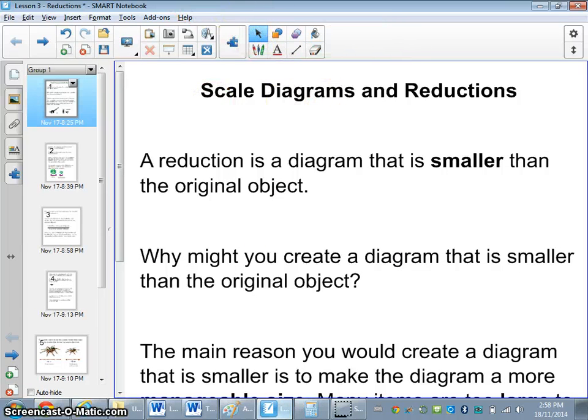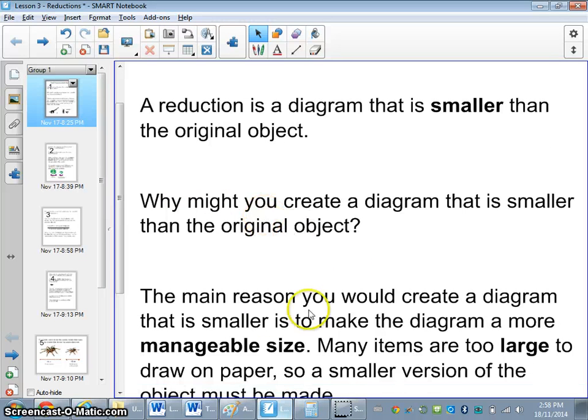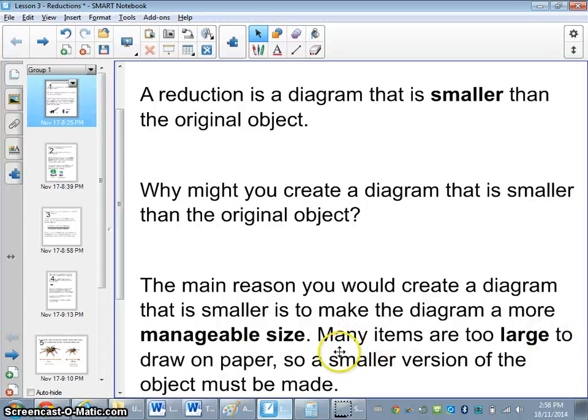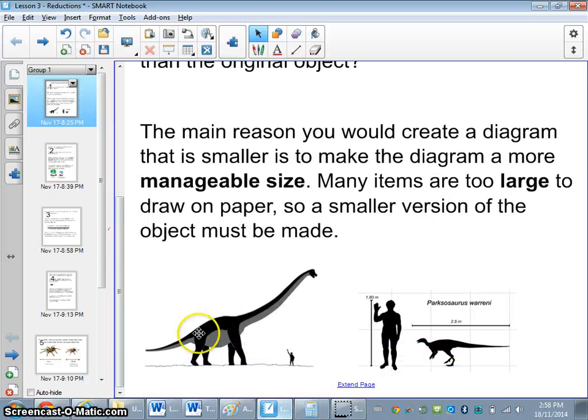A reduction is a diagram that's smaller than the original object. The question is, why might you create a diagram that's smaller than the original object? Well, the main reason to do that, as is said here, is to make the diagram a more manageable size. Many items are too large to draw on paper, so a smaller version of the object must be made, and that's our reduced diagram. So for example, these diagrams of dinosaurs here, clearly they are smaller than the actual dinosaurs would be, and you can see how large they actually are in comparison to a man.